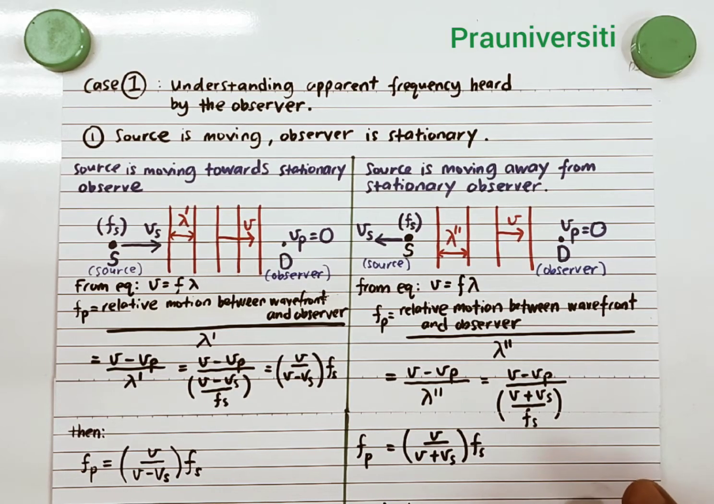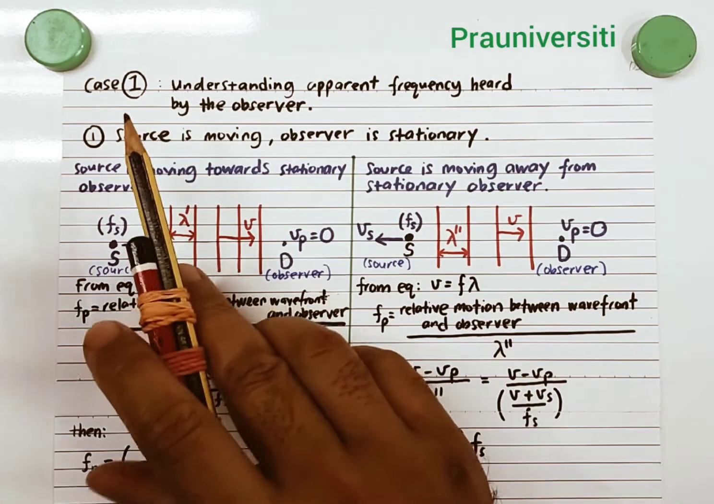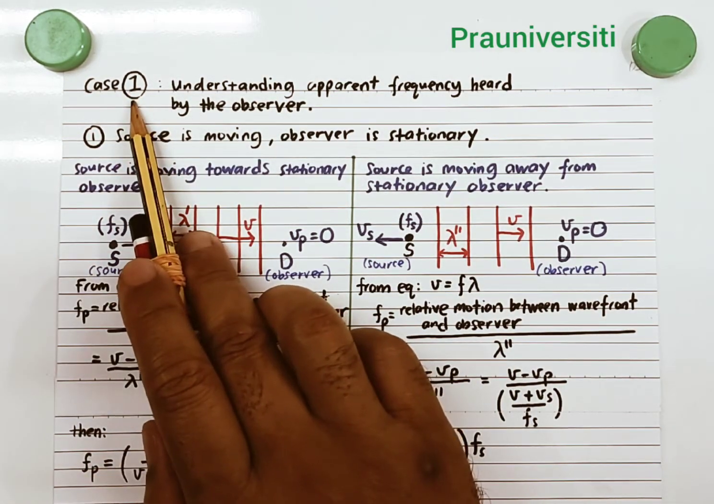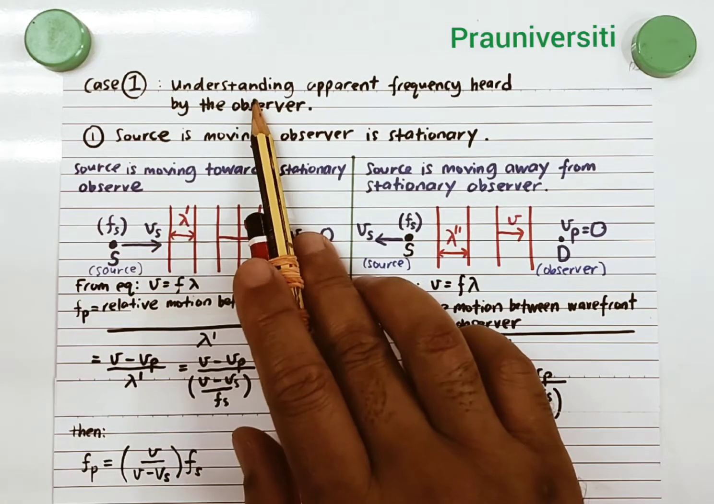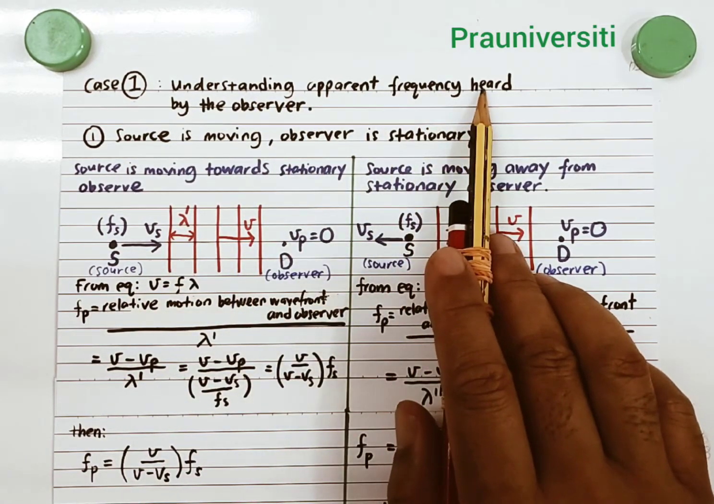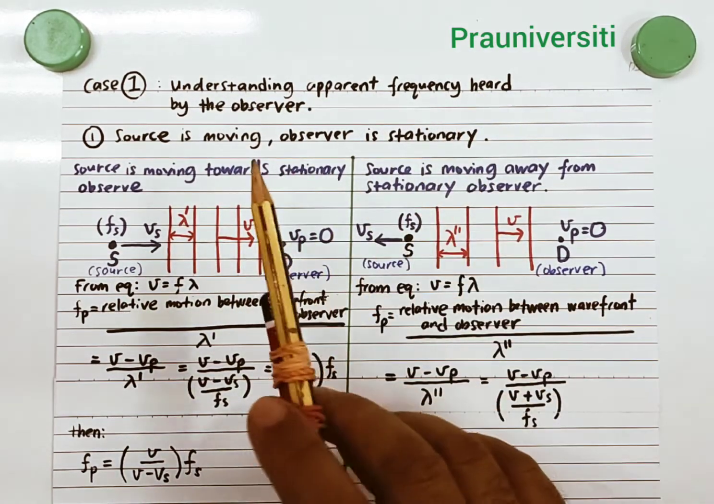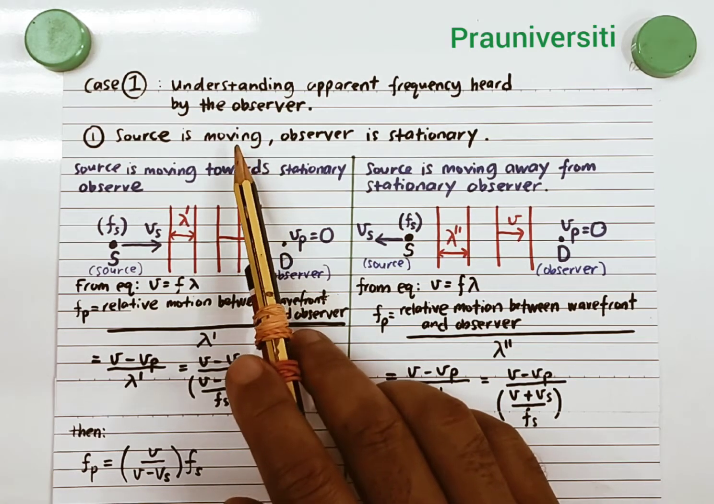Then we continue with the Doppler effect. Now we go for the cases of the Doppler effect. First we look at case number 1, which is understanding the apparent frequency heard by the observer.